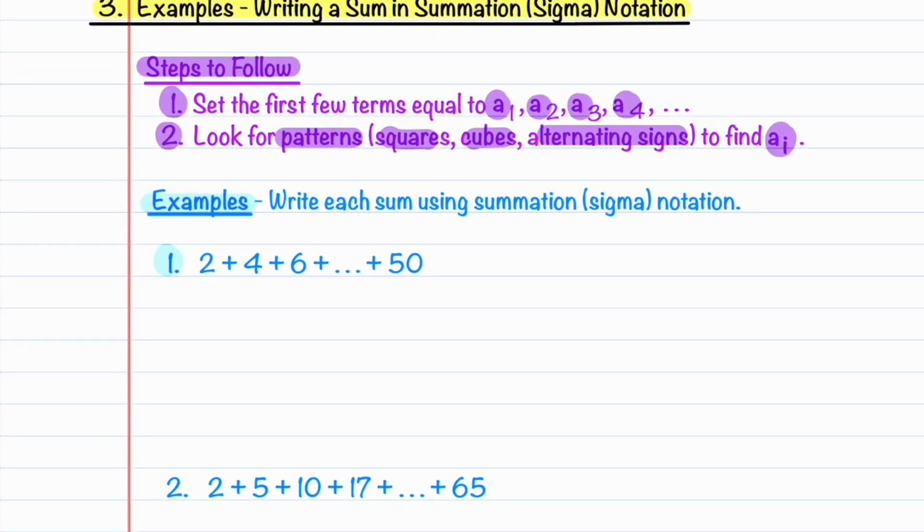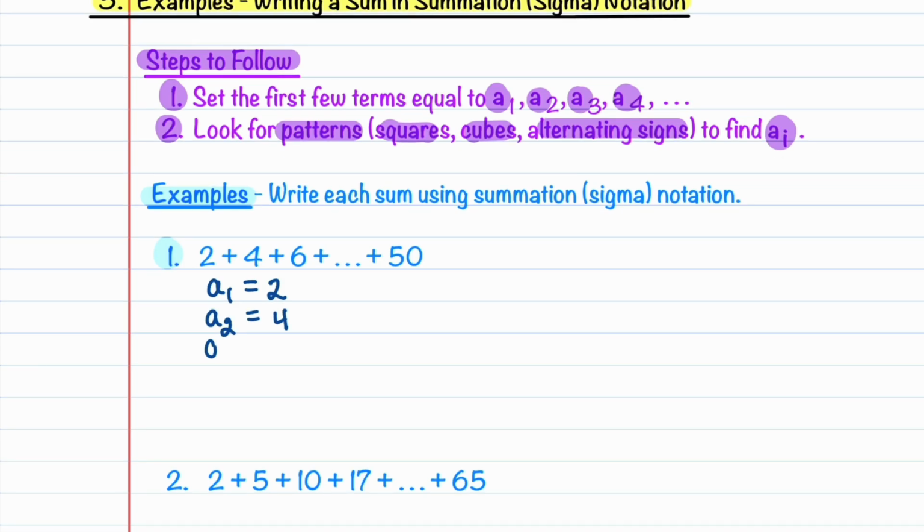Here's our first example. We're going to write the sum using summation or sigma notation. Let's write down our first couple of terms. A1 is the first term, which is 2. A2 is the second term, which is 4. And A3 is equal to 6. We want to see if we can find a pattern and relate each number to the index.